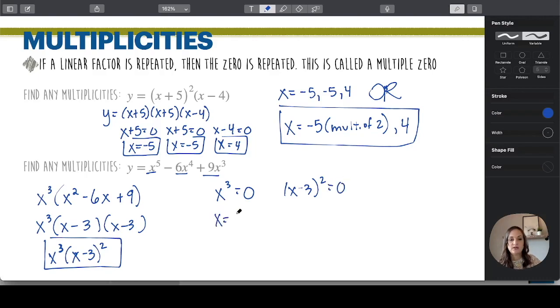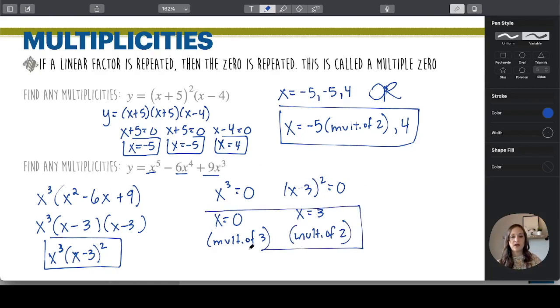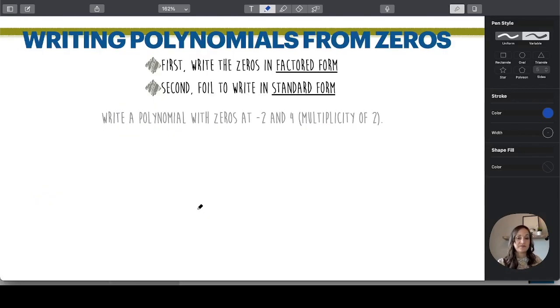So x will equal 0, but there's a multiplicity of 3 because it happened 3 times. And then you would set this equal to 0, but there was a multiplicity of 2 because there were 2 of these linear factors. And so this is what you would actually write as the final complete amount of zeros that you have.